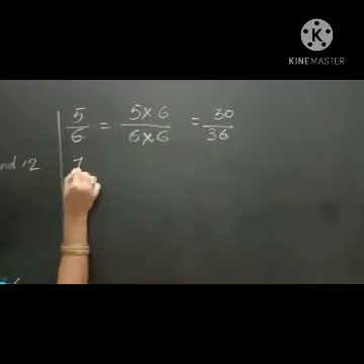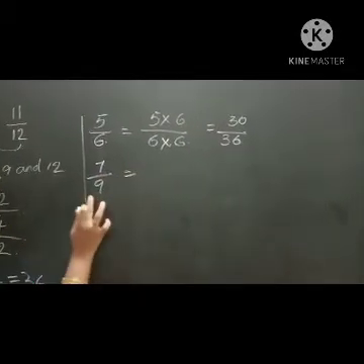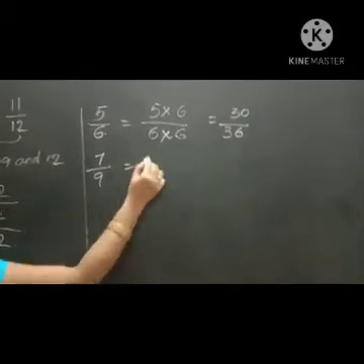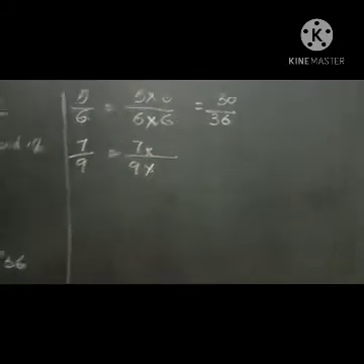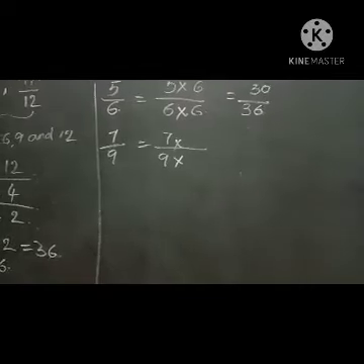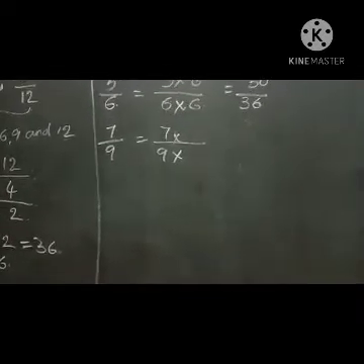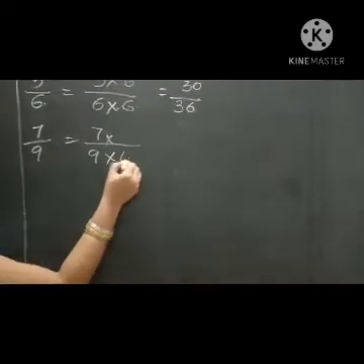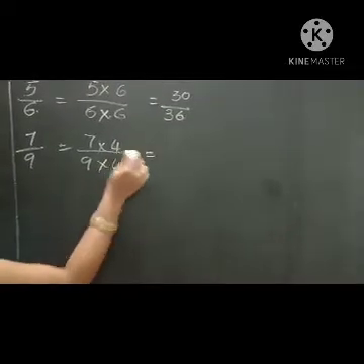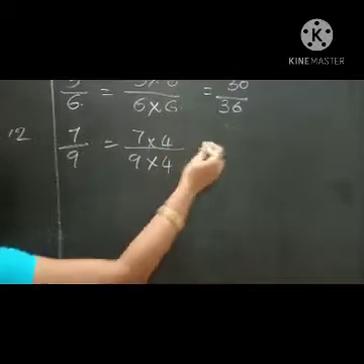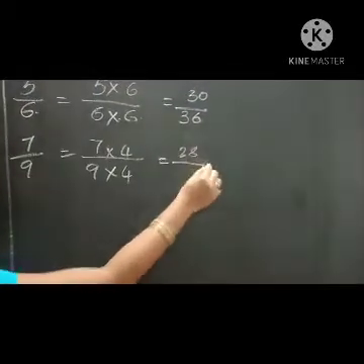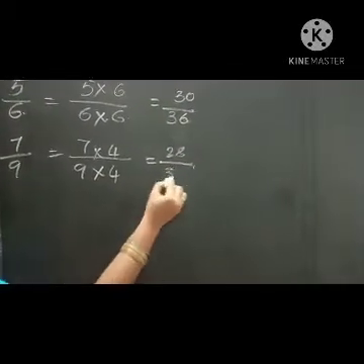The second number is 7/9. In the 9 table, 36 is there or not there, children? Yes. How many times? 4 times. Now 9 4s are 36. Here also 4, numerator and denominator lo oka number veskoవాలి multiplication. 7 4s are 28. Next 9 4s are 36.